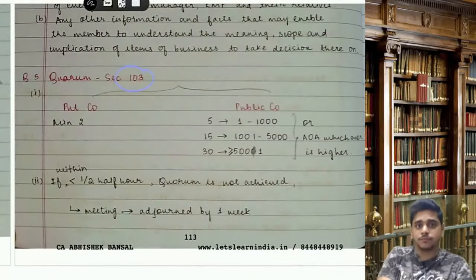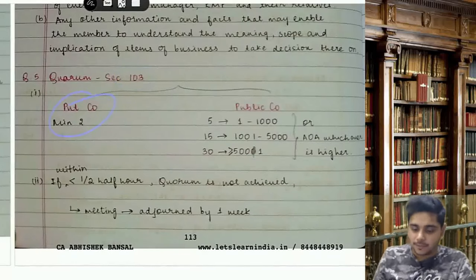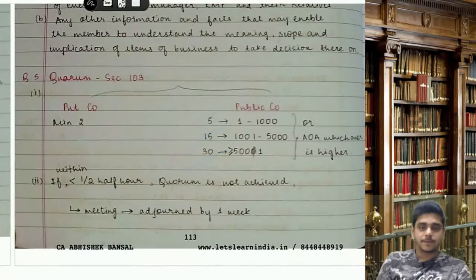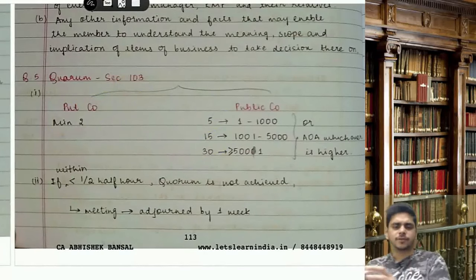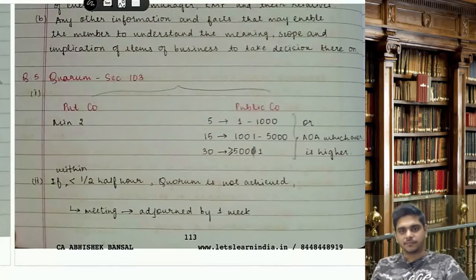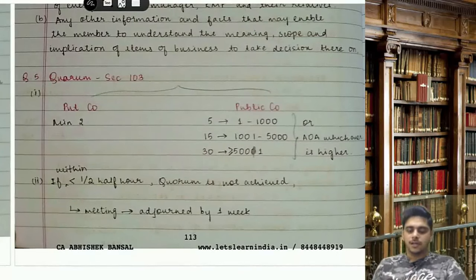Section 103 is quorum. For a private company, it is minimum 2. For a public company, it is 5, 15, 30. Sorry, 7 to 1000, because it's a public company. Just remember: 0 to 1000, 1001 to 5000, 5001 and above.